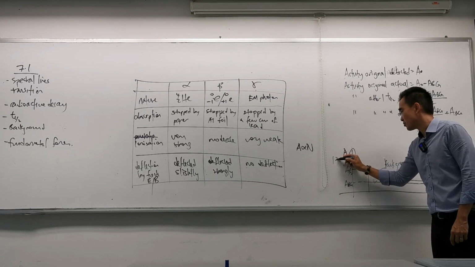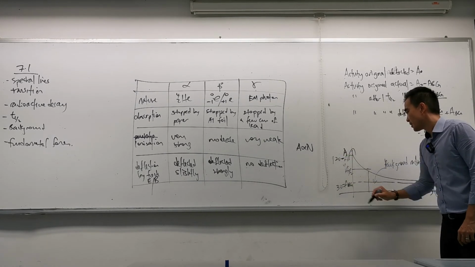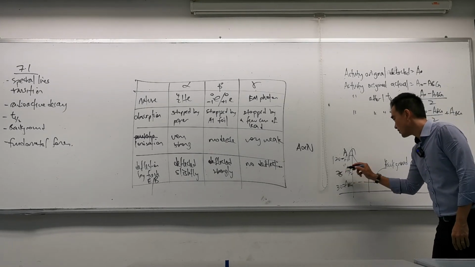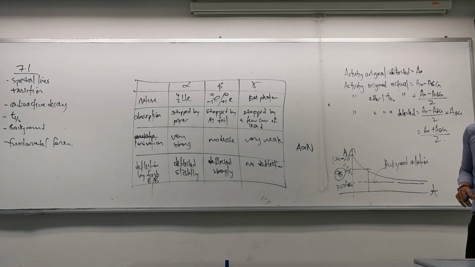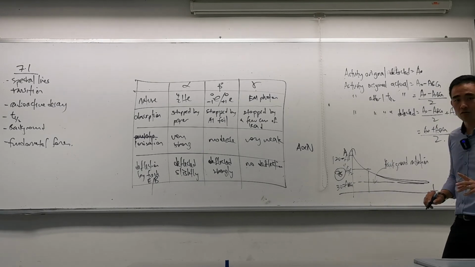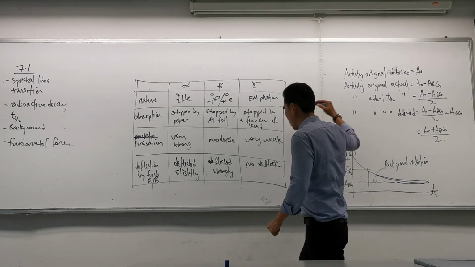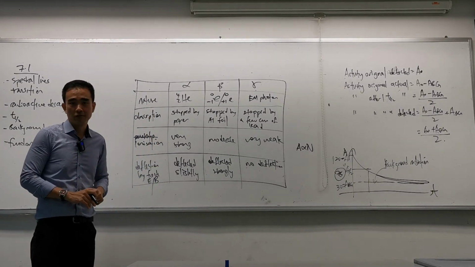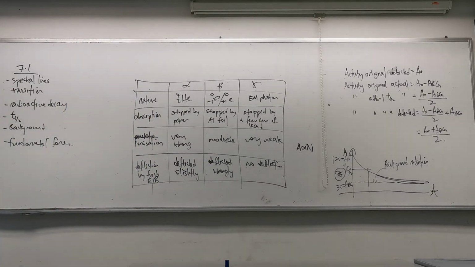Say if this is 120, this is 30. What you do is you take 120 plus 30, 150 divided by 2, 75. You read off 75, not 60. 75, not 60. So you have to be very careful, check whether it decays to 0. If it doesn't, this is what you should follow to find the half-life from the exponential decay graph. Alright?